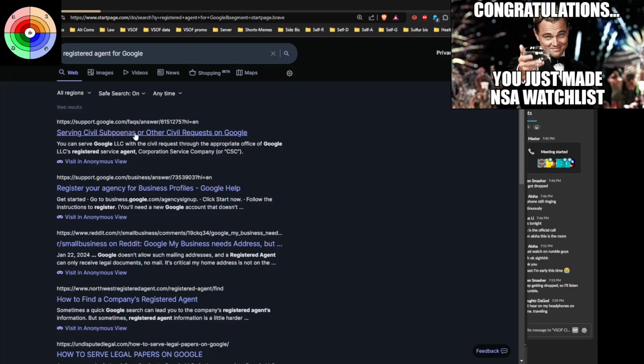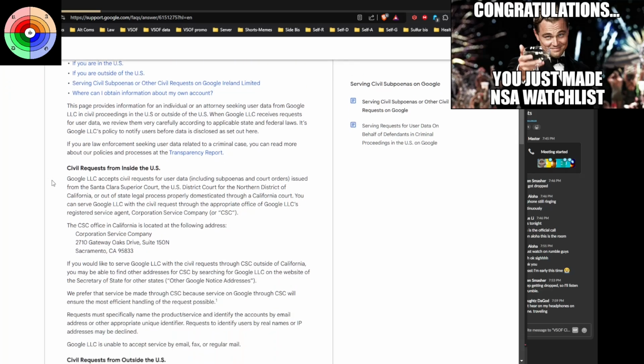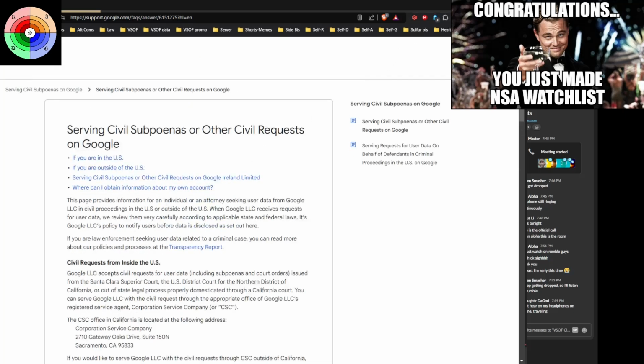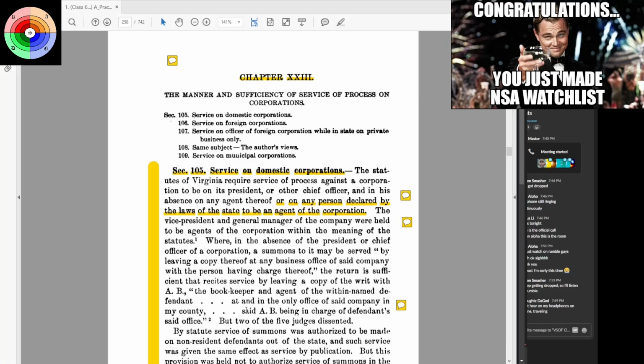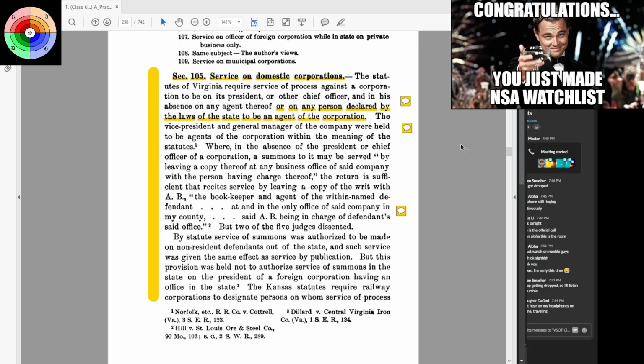So it says serving civil subpoenas or other civil requests on Google, and this is how you do it, so on and so forth. And this office is right here, corporation service company, and so on and so forth. And this is where you would have a process server take your documents that you want to have process served to Google. Like I said, every corporation has one of these, and they all have to be in the Secretary of State's office. So that's the first place you go look if you can't simply find it online.